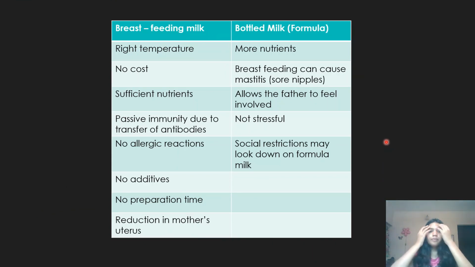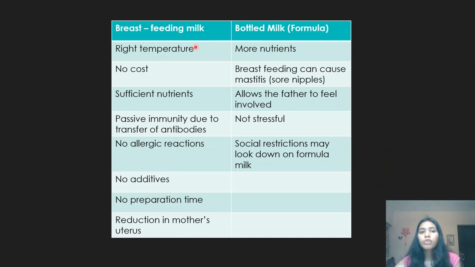And yeah, now we're going to look at the differences between breastfeeding milk and bottled milk. So very often mothers are unable to provide milk from their breasts after their baby is born. It happens in many mothers, it's common. And so babies are weaned off to formula milk. Okay. So now we're going to look at the advantages and disadvantages of both.